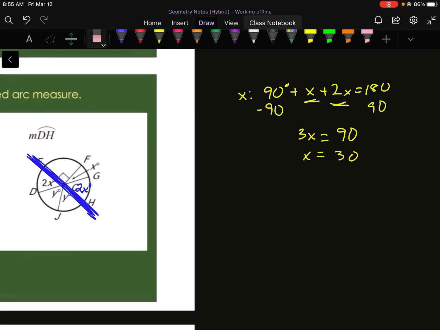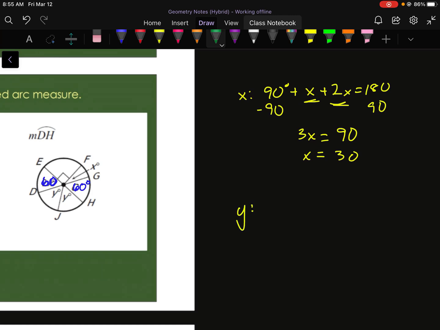And the reason why I needed to find X was so that I could plug X back in. So we now know that this is 2X. So 2 times 30 would be 60. I'll fill that in. This is also 60, but I'm not really going to need it.